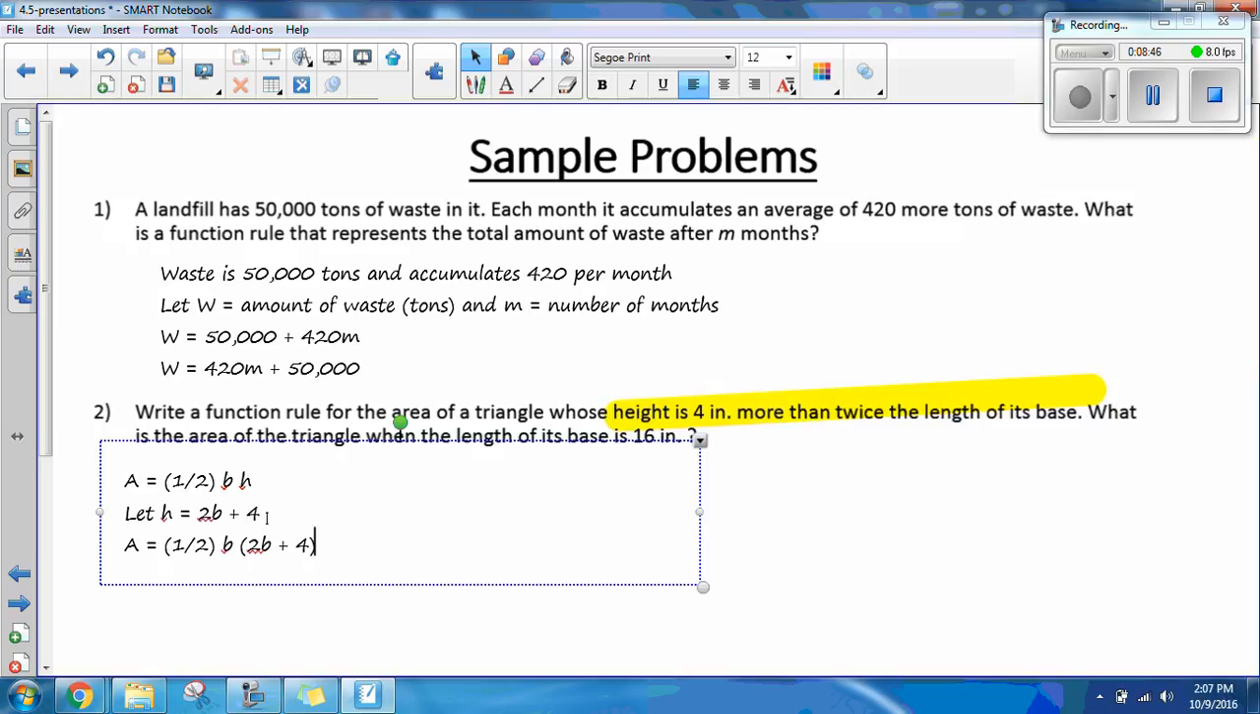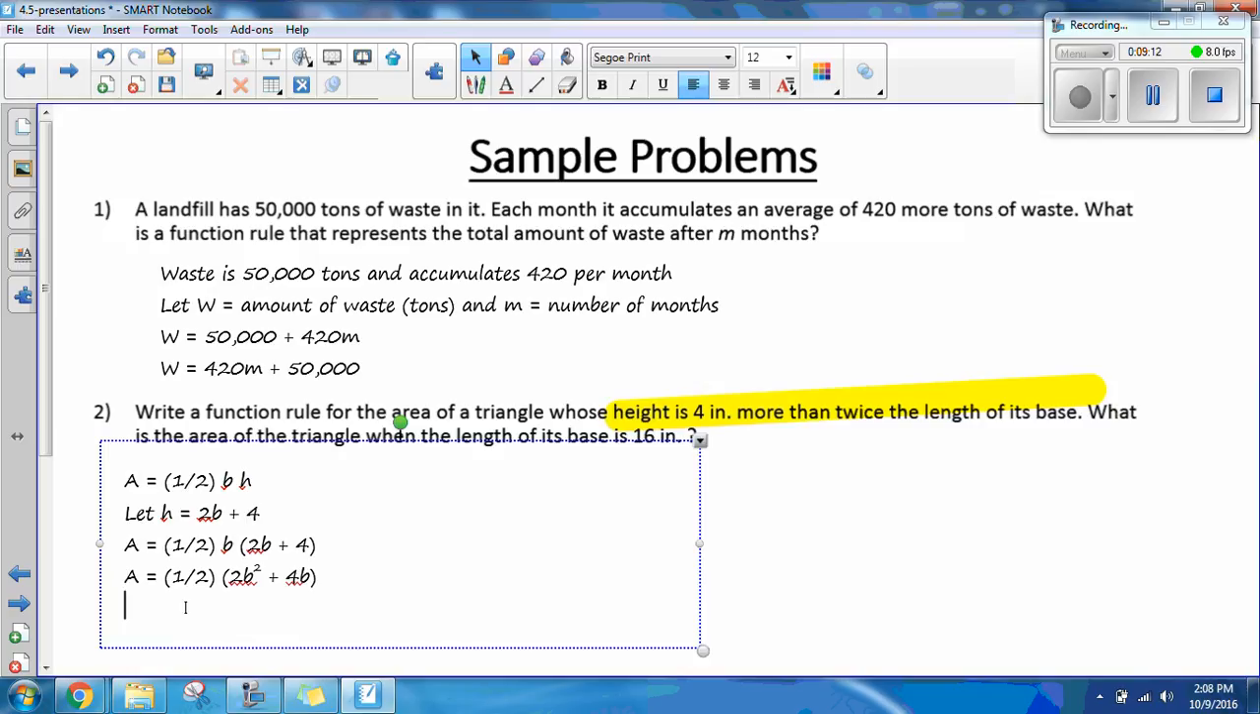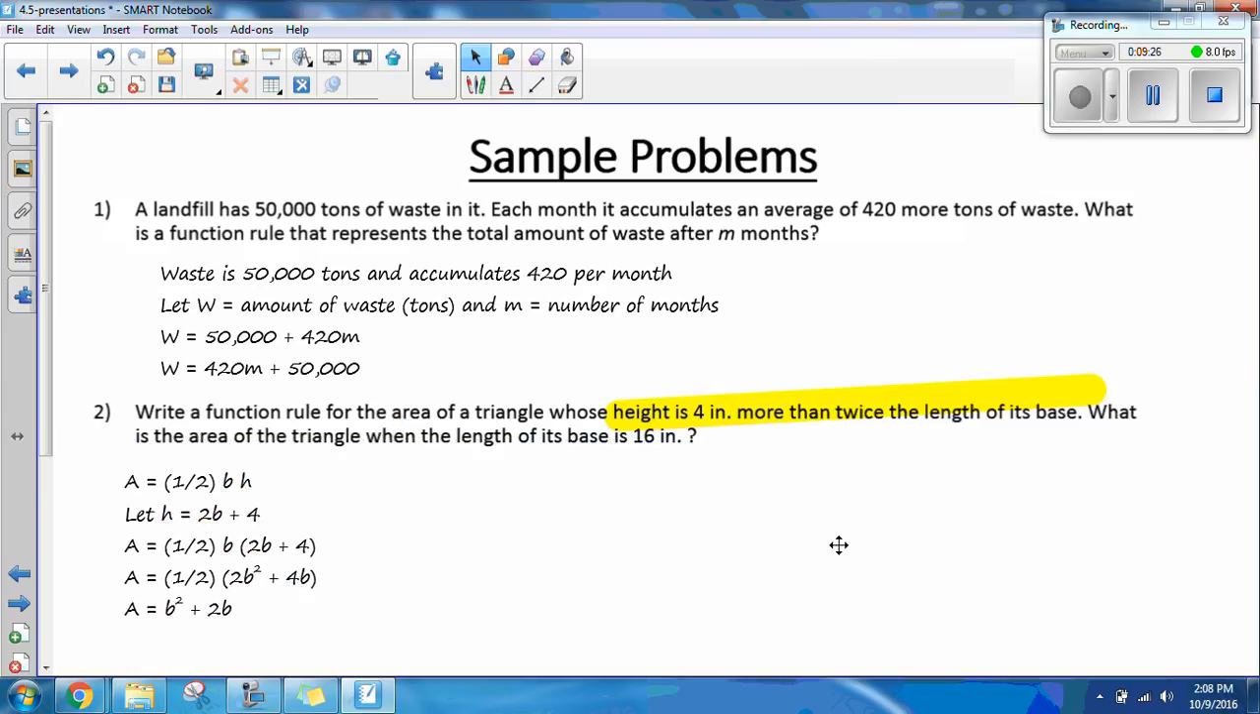Well, let's distribute the B to each term here. So we'll have 1/2 times 2B squared plus 4B. I can still distribute that 1/2, so I can get A equals 1/2 times 2 is 1, so that just leaves me with B squared plus 1/2 times 4 is 2, so 2B. That will be my function rule.